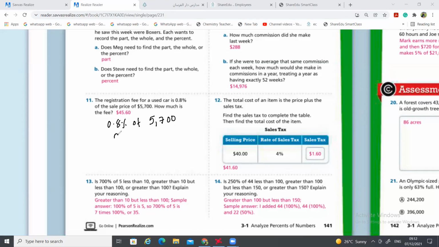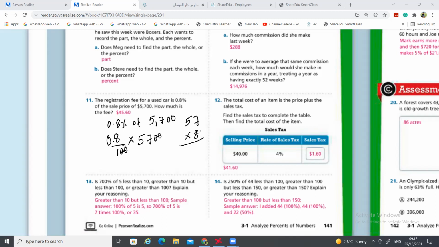You will just put, instead of 0.8%, 8 over 100. And of means multiplication, and 5,700. Okay, so when you multiply this, girls, I'm so sorry. Actually, this is not 8. This is 0.8. So this is 0.8 over 100. I cancel this. So you have 57 multiplied by 0.8.